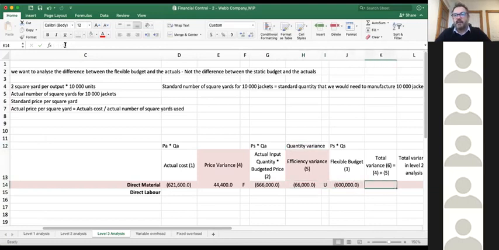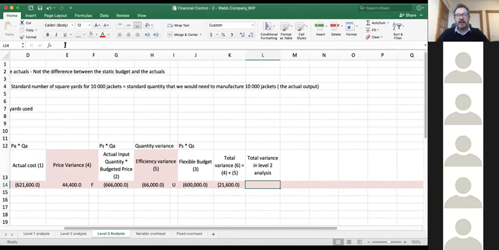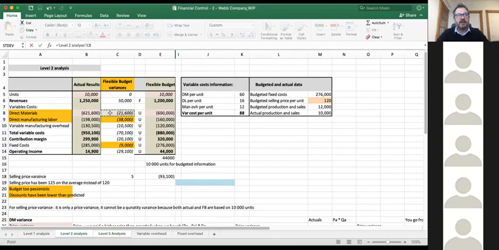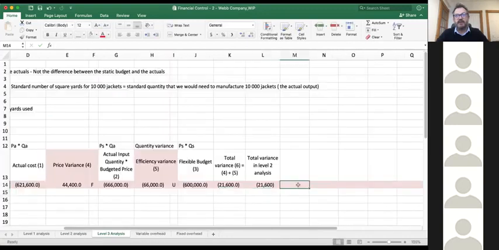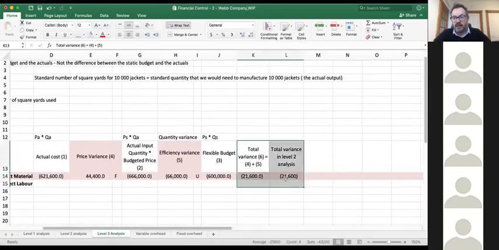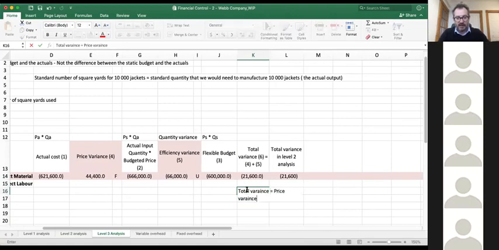Okay. Total variance is the addition of the two, selling plus quantity. Okay, that's 21,600. And so I check in my level 2. It's 21,600. So it's okay. Same. Because what you have to understand, of course, is that total variance is nothing else than price variance plus quantity variance.